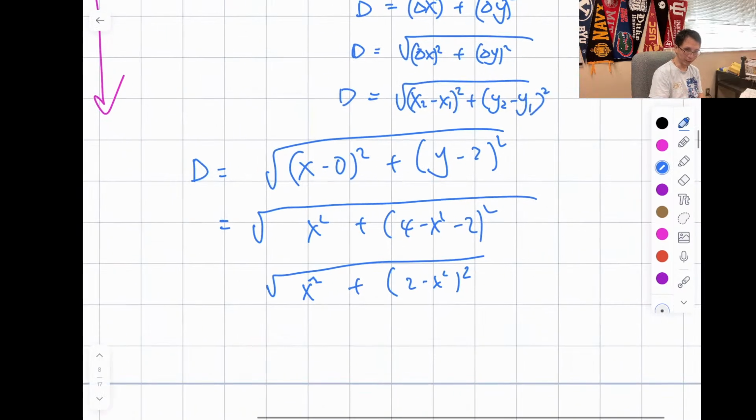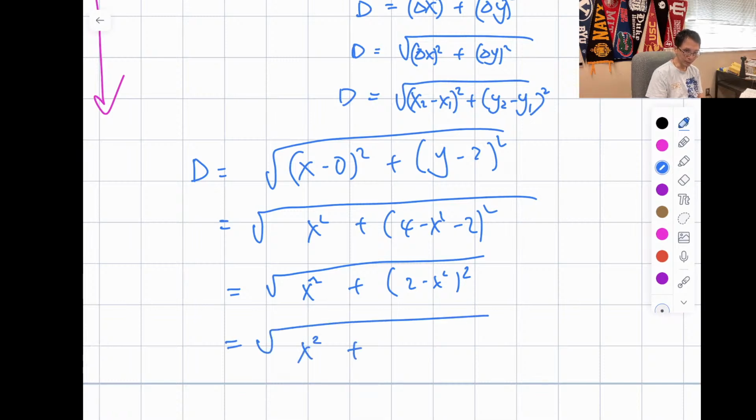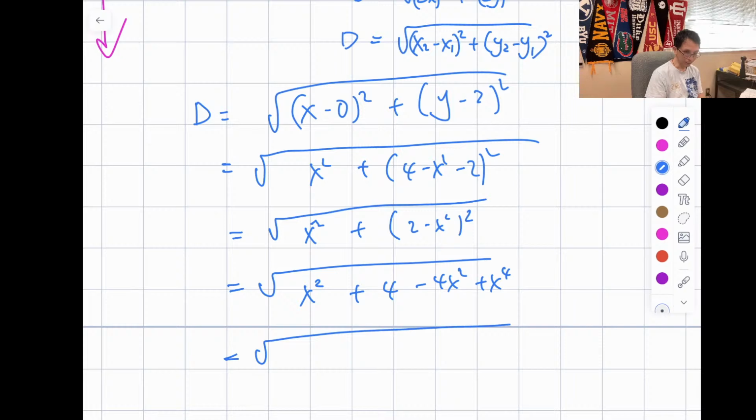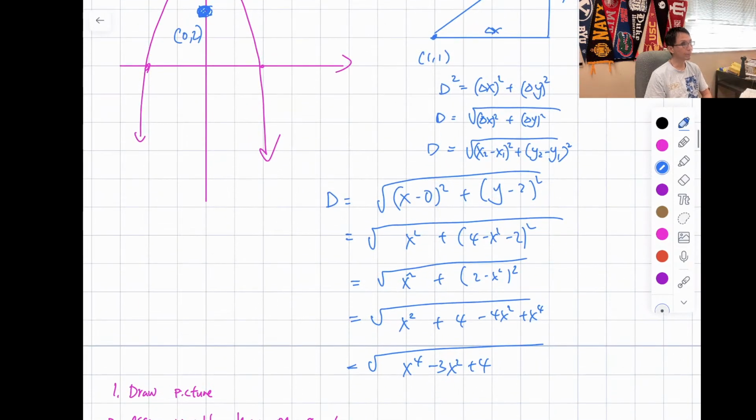Which, as we know, we can expand. So it becomes x squared plus 4 minus 4x squared plus x to the 4th. Is that okay? So it becomes x to the 4th minus 3x squared plus 4. So far, do you guys understand? Now, here's a tricky part. You can take a derivative of this, and you're going to get the same result. But it requires a chain rule.